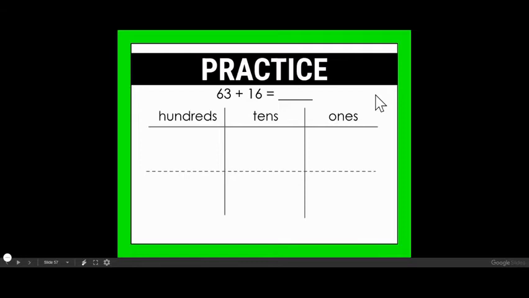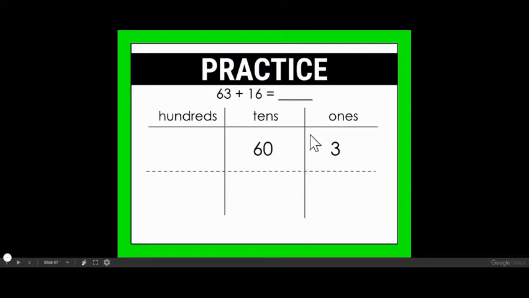Let's try another one. Now let's do 63 plus 16. Again, let's first look at my first add-in. My first add-in is 63. So I'm going to branch it into my hundreds, tens, and ones. Are there any hundreds? Nope. But I do have some tens, right? I have 6 tens, and I know 6 tens is worth 60. So I put that in my tens column. Now let's look at my ones. I have 3 ones. Remember, it's the first add-in, so it goes on the top.